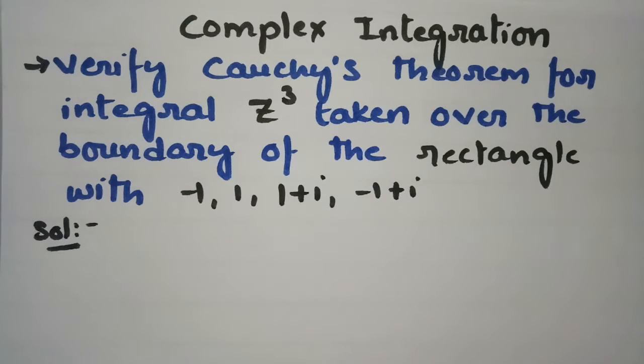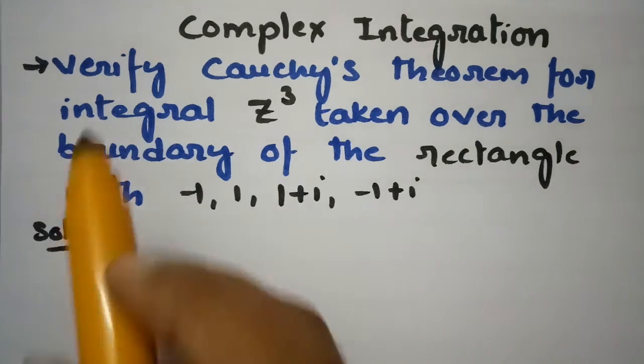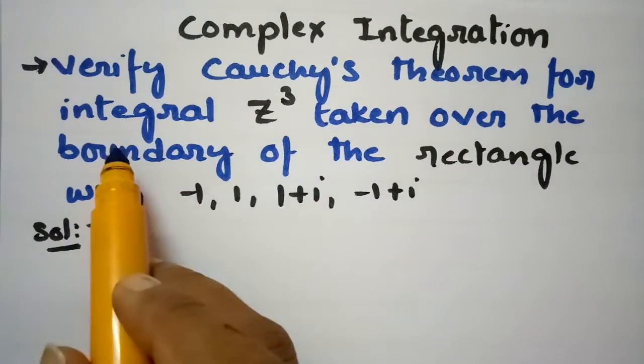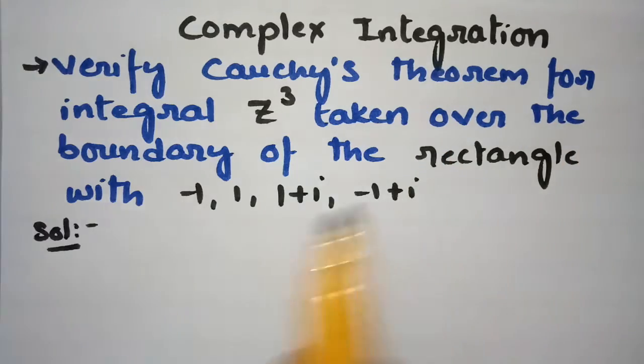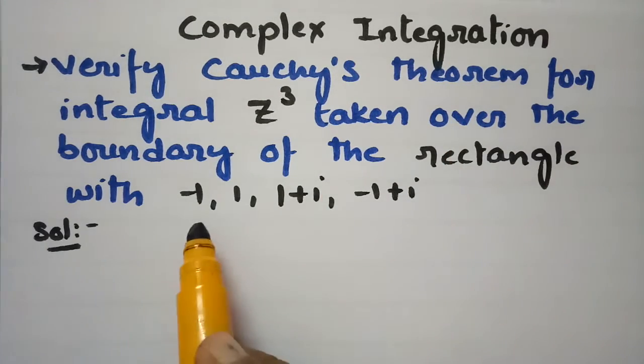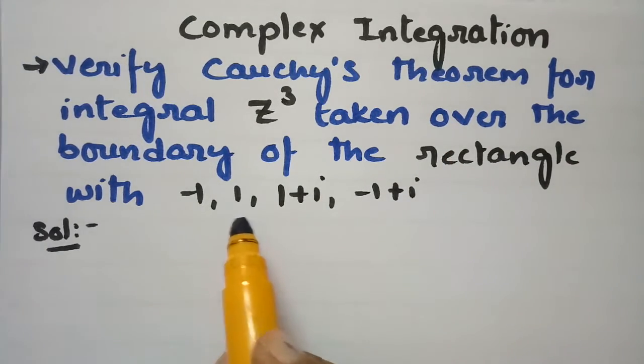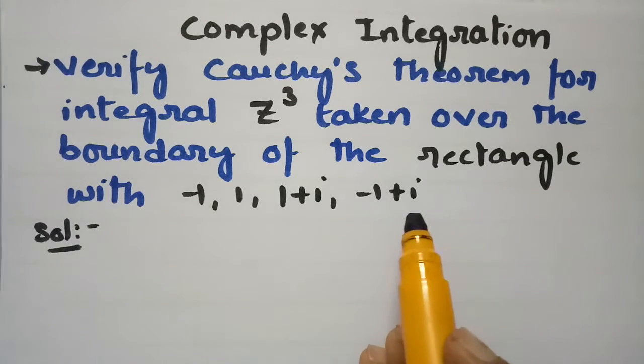In today's video, I am going to give the solution for the problem in complex integration. Now, in this video, we are going to verify Cauchy's theorem for the integral of z cube taken over the boundary of the rectangle with vertices -1, 1, 1 plus i, and -1 plus i.